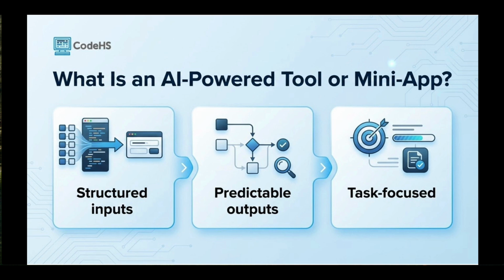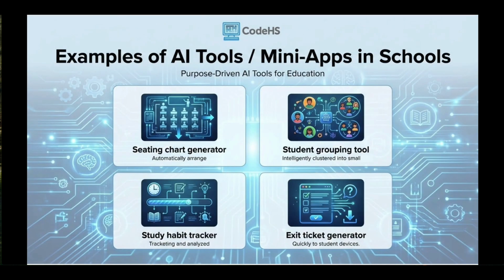An AI-powered tool or mini-app is more structured. Instead of open conversation, it usually asks for specific inputs and gives a consistent output. Think systems, workflows, or repeatable processes. Tools are best when the task is repeatable and benefits from consistency. If you're doing the same type of task over and over, a tool often makes more sense than a chatbot.